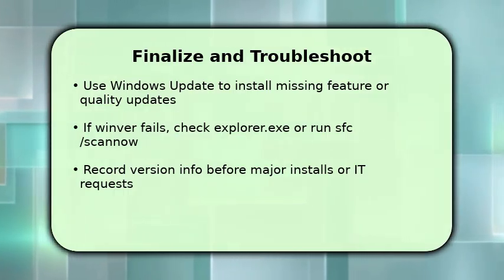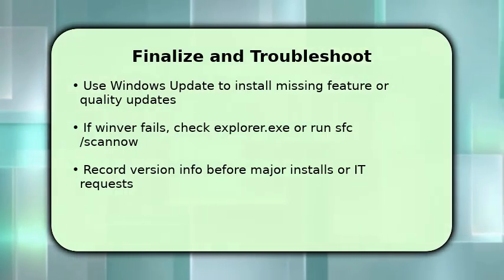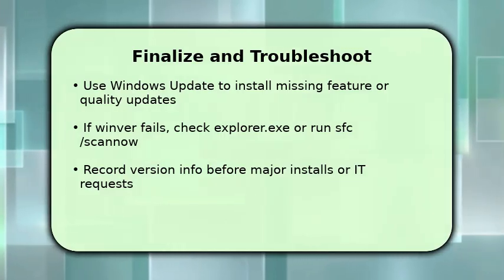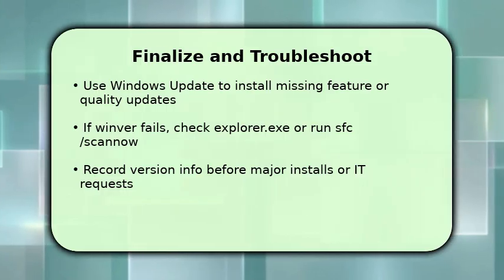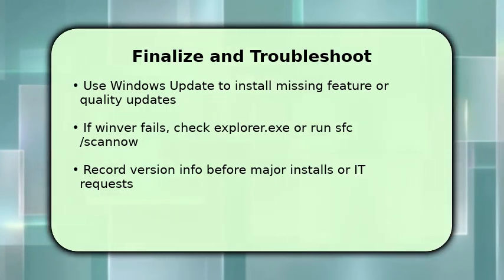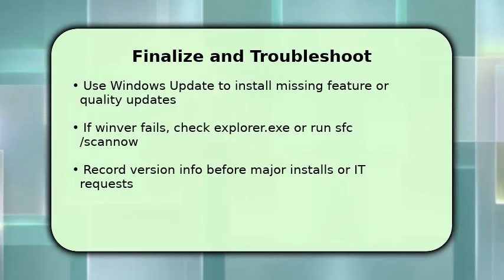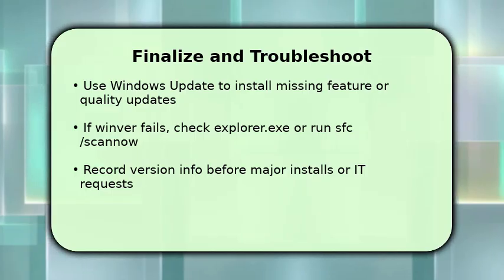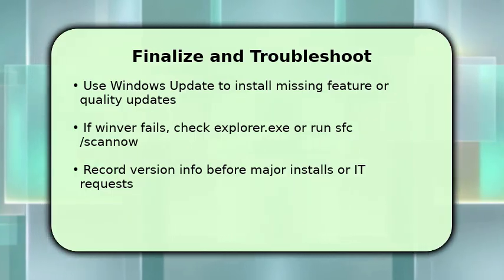If winver or Settings fails to open, run sfc /scannow and consider restarting explorer.exe or performing a system restart. Corrupted system files often block version queries. Finally, save a screenshot or text file with edition, version, and OS build so you can reference it for installs.